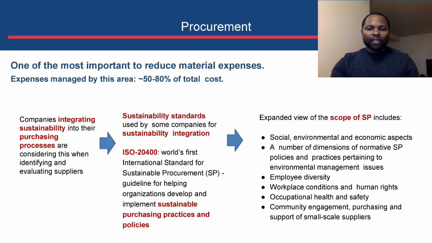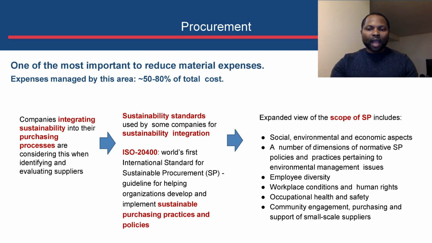So we already have standards such as ISO 9001 and ISO 14001. However, the world's first international standard for sustainable procurement is the ISO 20400, which is a guideline that aims to help organizations develop and implement sustainable purchasing practices and policies. So the ISO 20400 provides guidelines for integrating sustainability into an organization's procurement processes.